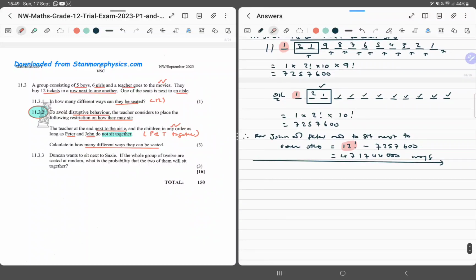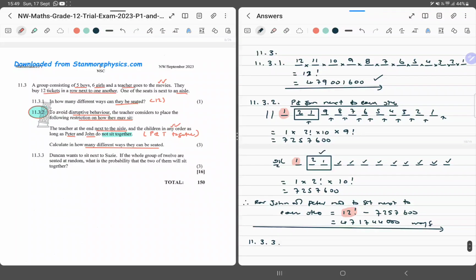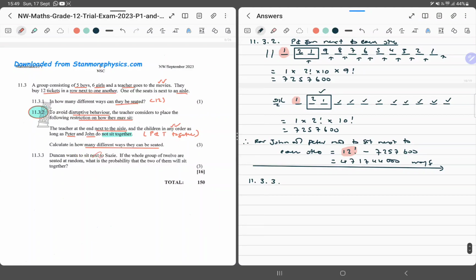Okay, it's done. So we've got 11.3.3. It says now, Duncan wants to sit next to Susie. If the whole group of 12 are seated at random, what is the probability that the two of them will sit together? Okay, that's another higher grade question that is also demanding of a student a bit more attention. They will always get an application of probabilities.